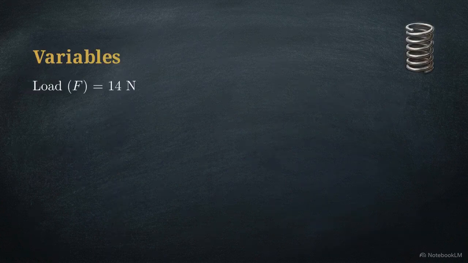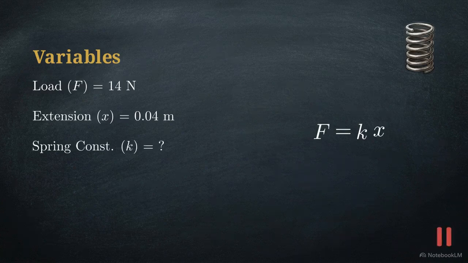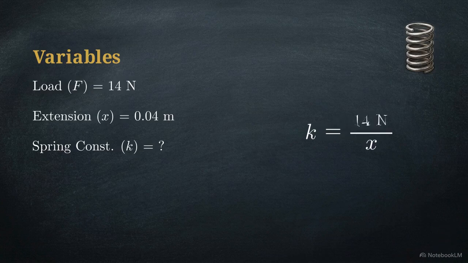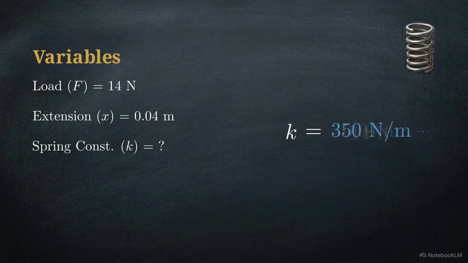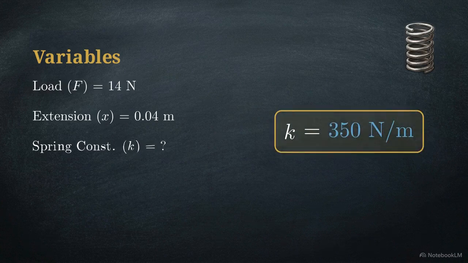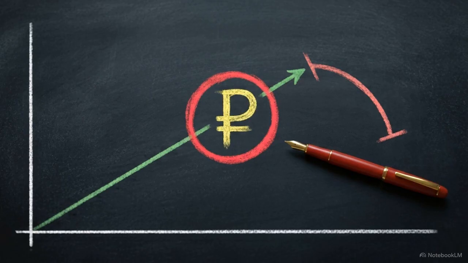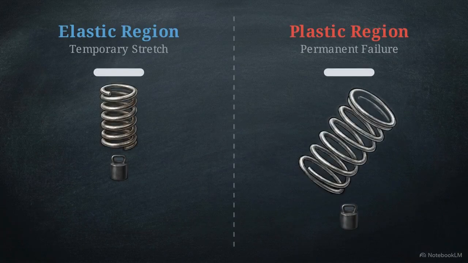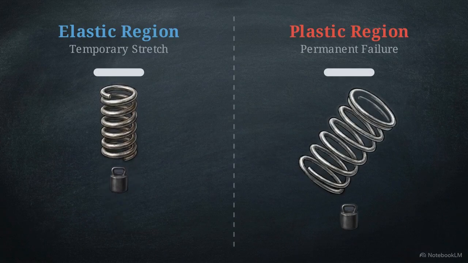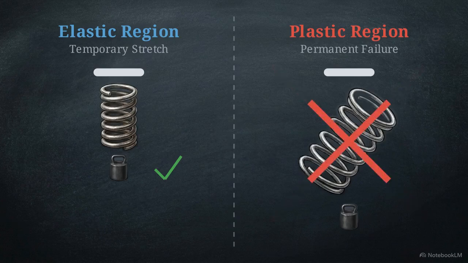Let's test this. If a 14-newton load causes a 0.04 meter extension on a linear spring, what is the spring constant? Pause to calculate it. Rearranging Hooke's law, we divide the 14-newton force by the 0.04 meter extension, giving a spring constant of 350 newtons per meter. Identifying the limit of proportionality is a standard requirement for your exam, because it marks a strict boundary in mechanical engineering. The exact moment a temporary stretch becomes a permanent failure.